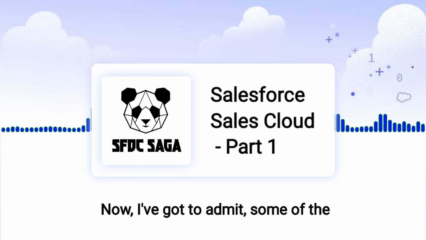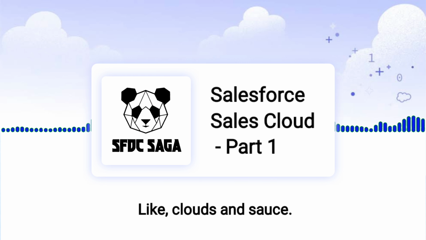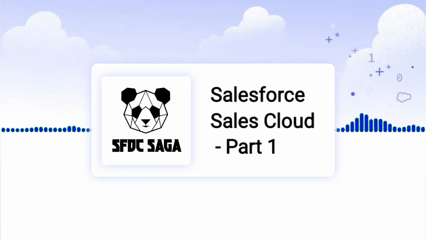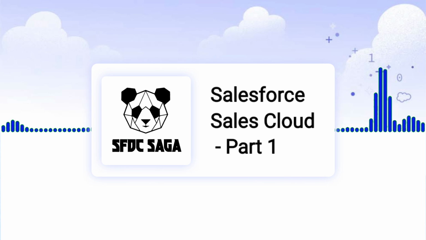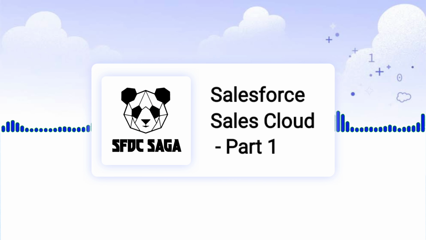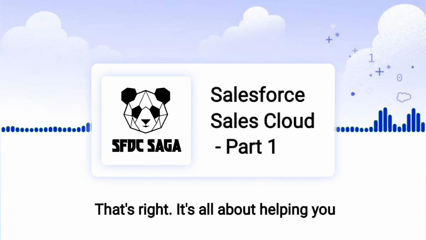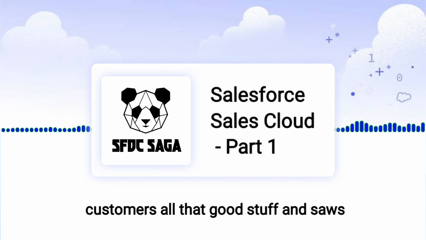Makes sense. Now, I've got to admit, some of the terminology in the guide threw me off a bit, like clouds and SaaS. The jargon. Can we break those down a little just to make sure we're all on the same page? Sure. Clouds are basically like bundles of features within Salesforce. Think of them as specialized departments. Okay. So we're focusing on Sales Cloud, which is specifically for managing sales activities, I assume. That's right. It's all about helping you manage your sales process, your leads, your customers, all that good stuff.